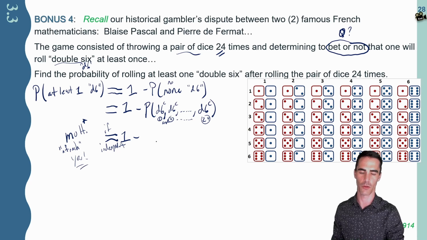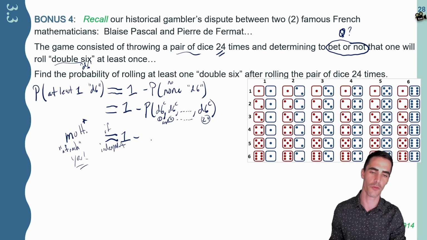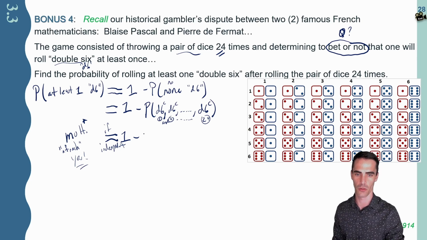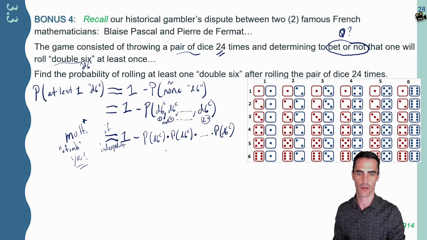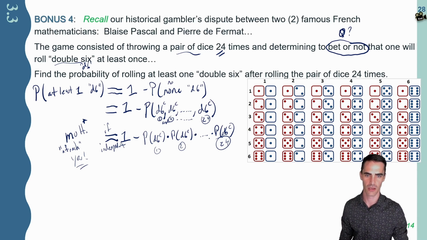Yep. Beautiful. So now I can separate this. Instead of looking at this as one big event, 24 rolls, I can look at them on their own. So this will be the probability that I get not a double six times the probability that I get not a double six times, and so on, because we're going to look at that 24 times: the probability to get not a double six for the first, for the second, and all the way to the 24th rolling of these 2 dice.